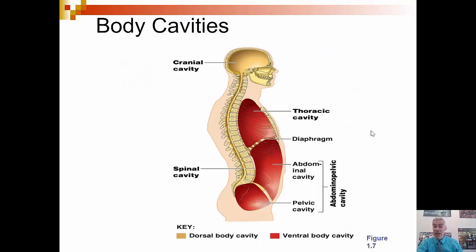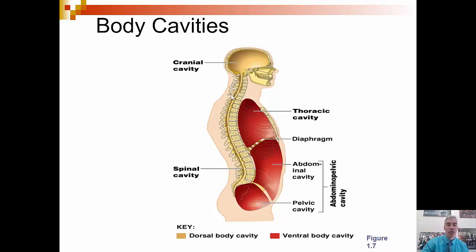And then there's the body cavities. I want you to know these individually. We have our thoracic cavity here. That's where your lungs and heart would be found. That is a ventral or an anterior body cavity. It's in the front. We have our cranial cavity. That's where our brain would sit. That's more of a dorsal body cavity, they consider it, even though it's kind of in the middle.